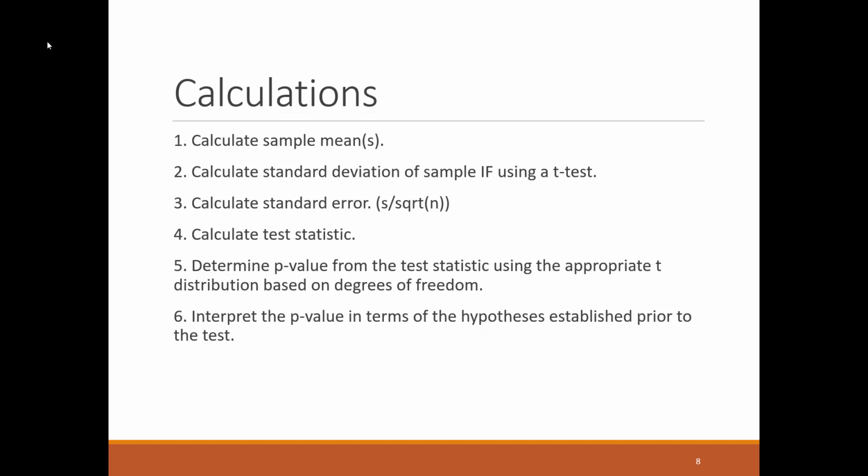So to do this, we need to calculate the sample mean, calculate the standard deviation if we are using a t-test, which we are, calculate the standard error, calculate the test statistic, determine the p-value from the test statistic using the appropriate t-distribution based on the degrees of freedom, and interpret the p-value in terms of the hypotheses established prior to the test. So I will show the problem again in the next slide, and what I would like you to do is calculate out the t and the p-value from the test statistic as well as the degrees of freedom and make a conclusion in terms of the hypotheses that we proposed on the previous slide.